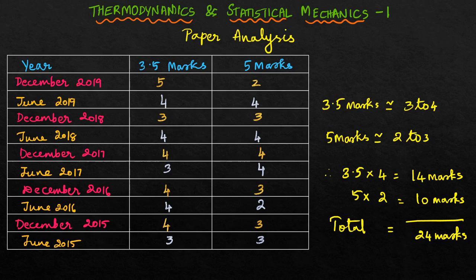Okay, so let us start. Whenever we start any new subject, we do a paper analysis. Here I have taken around 10 papers from June 2015 to December 2019, and you can see that you can get around 3 to 4 questions of 3.5 marks and 2 to 3 questions of 5 marks. So basically you can gain 24 marks from thermodynamics.